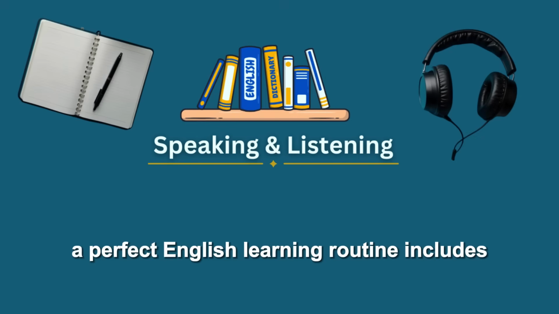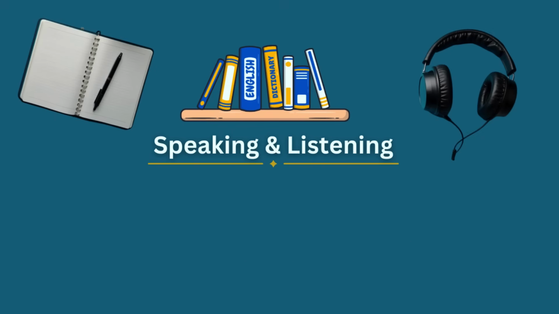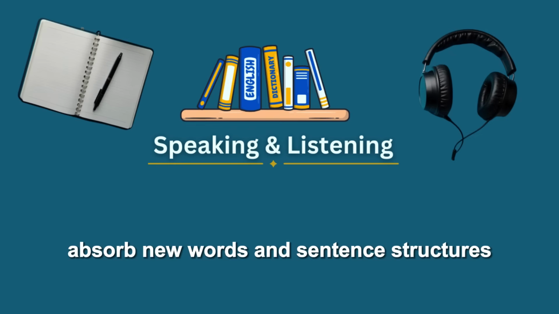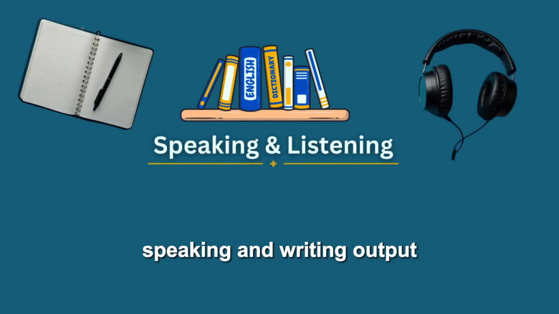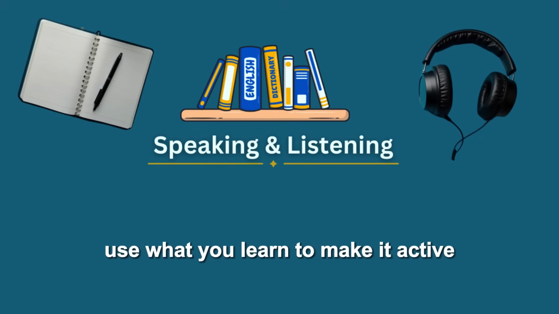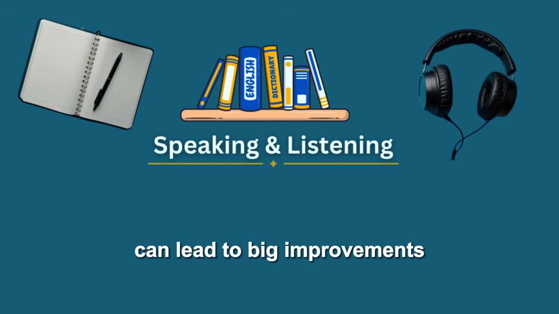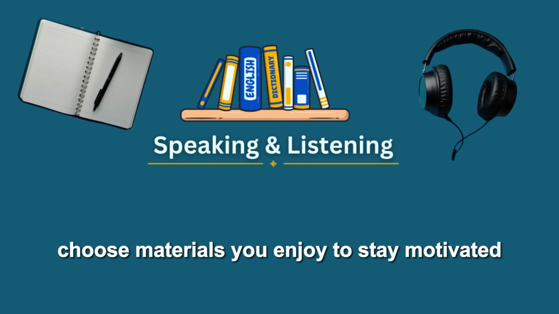A perfect English learning routine includes listening and reading, which is input: absorb new words and sentence structures. Speaking and writing, which is output: use what you learn to make it active. Daily practice: even a few minutes each day can lead to big improvements. Fun and interesting topics: choose materials you enjoy to stay motivated.